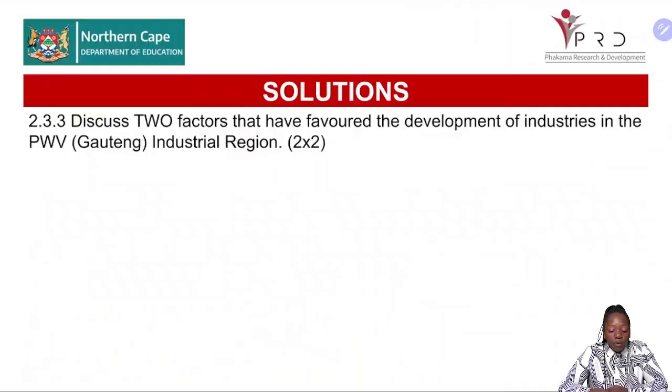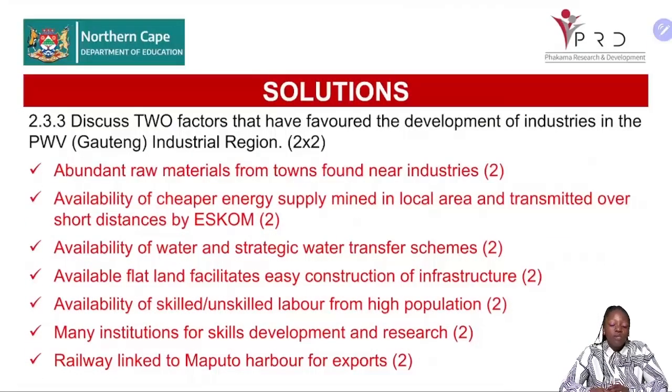Then your 2.3.3, you discuss the 2 factors that have favored the development of industries in the PWV industrial region. Remember, there are quite a few factors that have favored the development of industries in this region. Number 1, this is the region that has most of the minerals, so therefore abundant raw material is found in town and also near the industries. Remember, the discovery of this raw material also stimulated the industries, because industries will always be closer to the source of raw material they are using, so that they can save on transport costs and also so that they can get their raw material quicker.